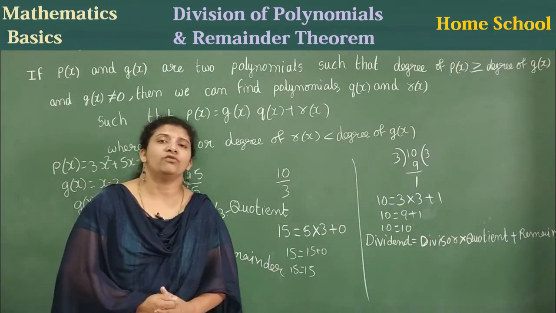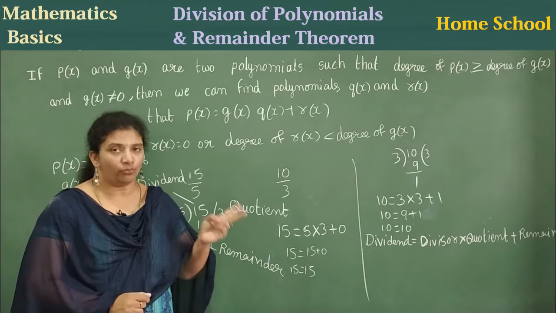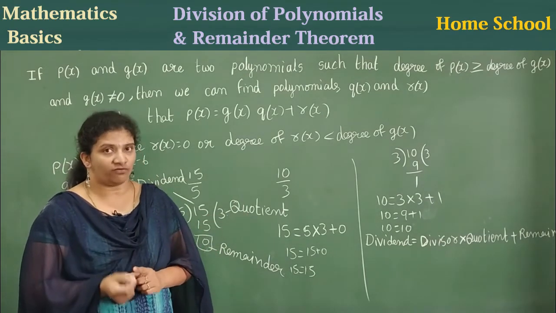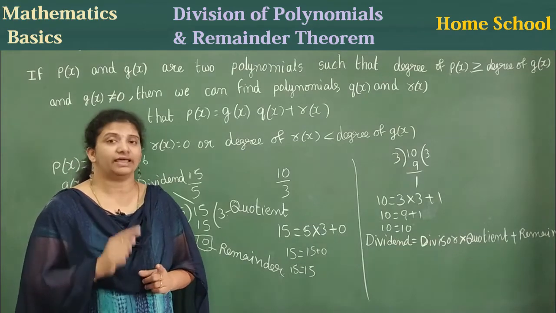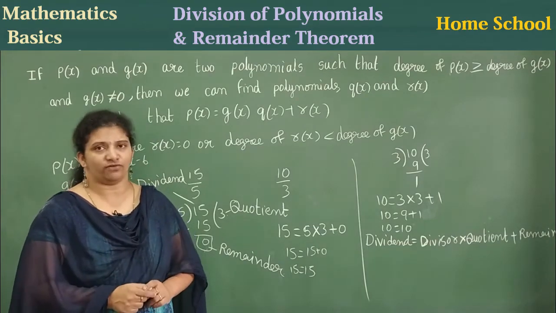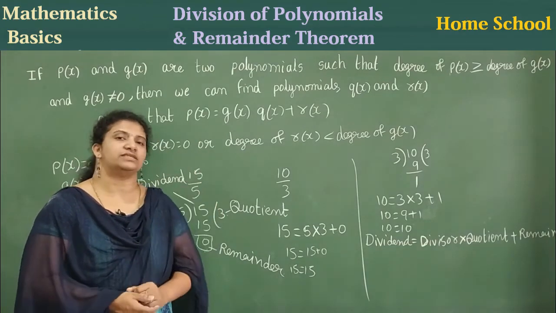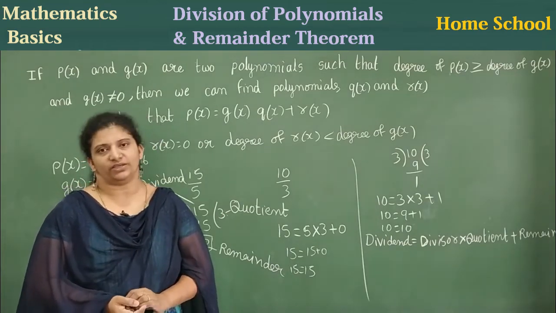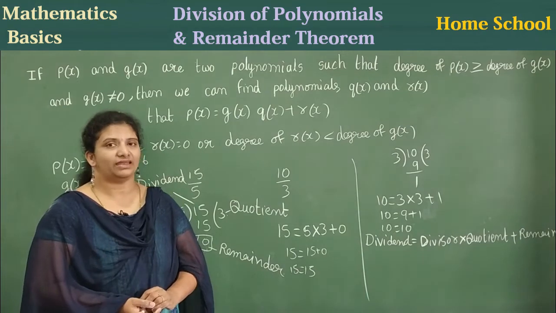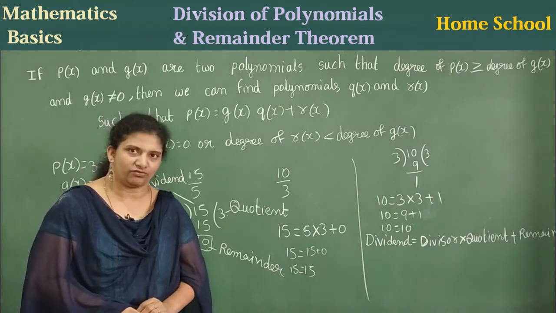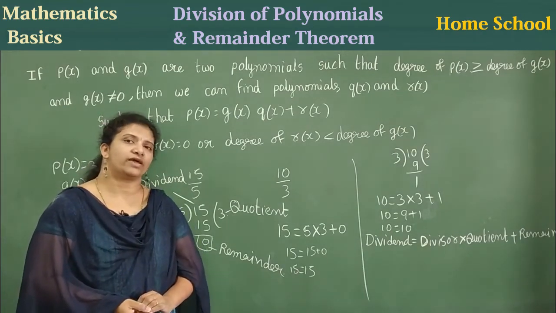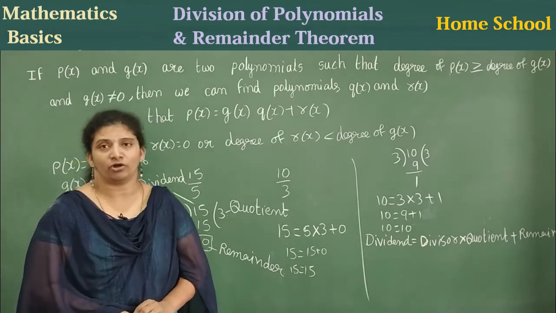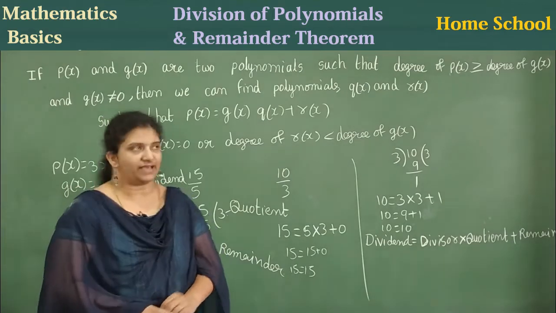If p of x and g of x are two polynomials where the degree of p of x is always greater than or equal to g of x, and g of x is never equal to 0, that is not equal to 0, then we can get q of x and r of x. What is q of x? Quotient of the polynomial, and remainder of the polynomial is r of x.